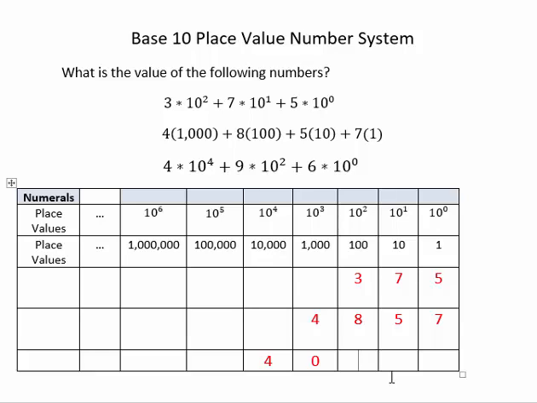Then we have 9 in the hundreds place. And in the tens place, there is nothing, so we hold the place value with a 0. And finally, in the ones place, there is 6. So that number is 40,906.